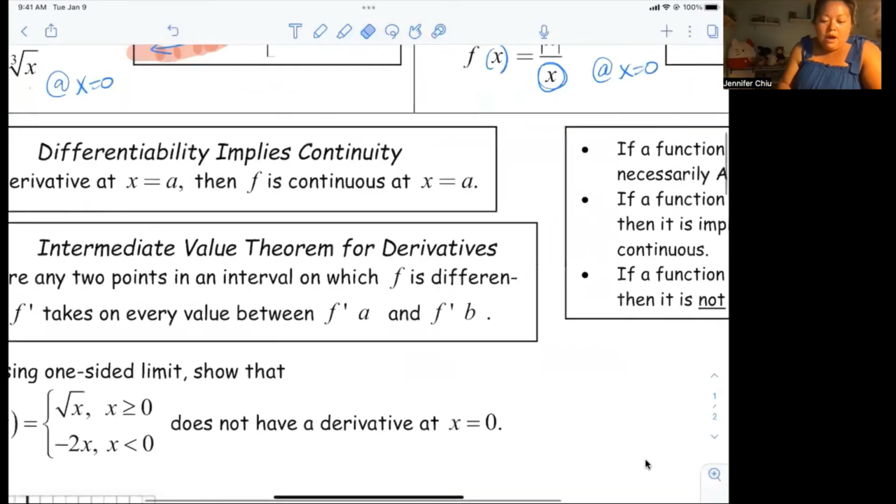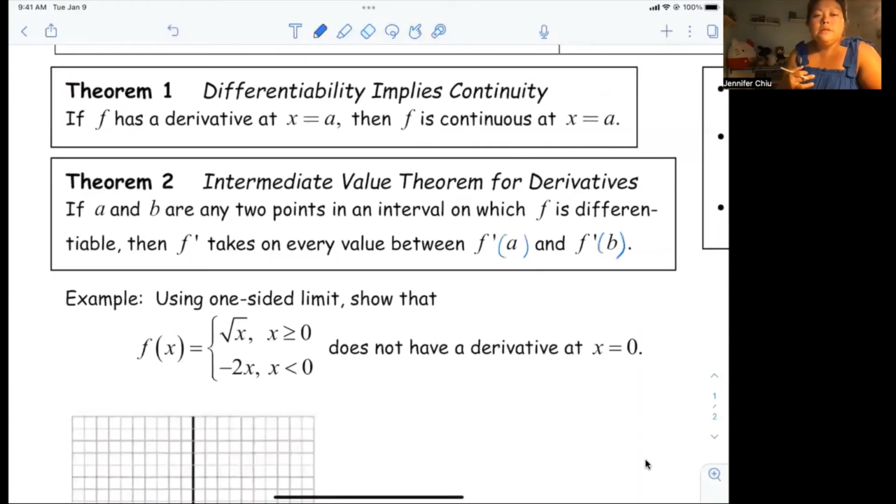Okay. All right, so theorem 2 here is the intermediate value theorem for derivatives. Sometimes it's shorthanded as IVT. It says that if A and B are two points on an interval on which f is differentiable, so you know that it is differentiable from A to B, and this could be any weird shape in between, then f prime takes on every value between f prime of A and f prime of B. That means you can find f prime at everything in between A and B, because you know that this function is differentiable. Okay. All right.